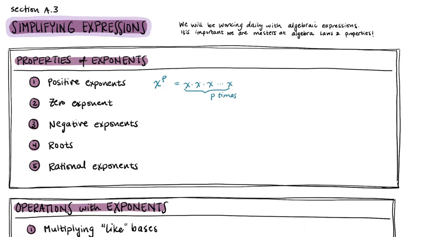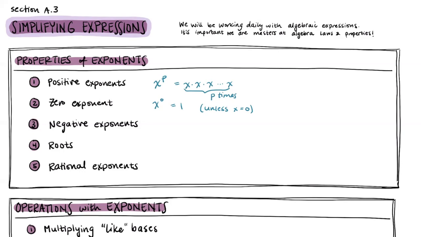Zero exponent is a special case. Zero is not a positive number, so we have to separate that out. And x to the zero power, any number to the zero power is 1, unless x equals 0. That is actually a totally separate case that we're not going to really encounter, so no need to worry about that. Any number aside from 0 to the 0 power is 1.